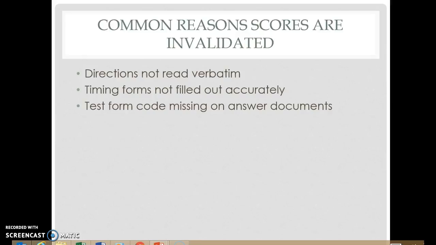The most common reasons that scores are invalidated, according to ACT, are that the directions are not read verbatim, that the testing forms are not filled out accurately, or the test form code is missing on the answer document. So during that section of the testing, make sure the students are filling in that test form code correctly.